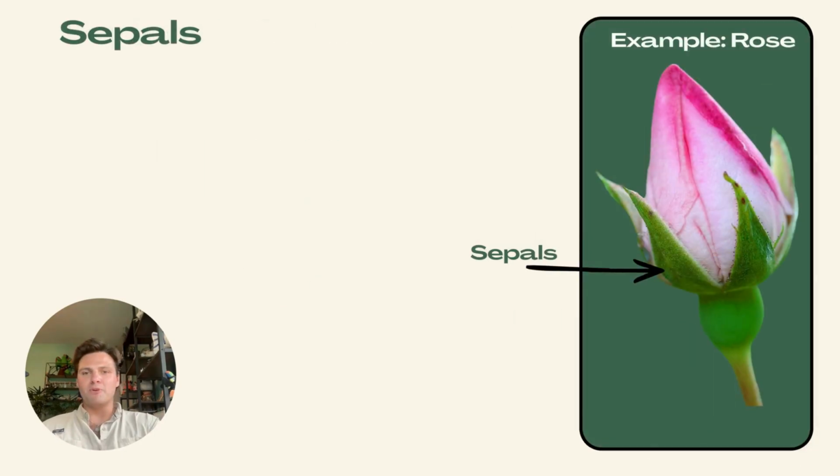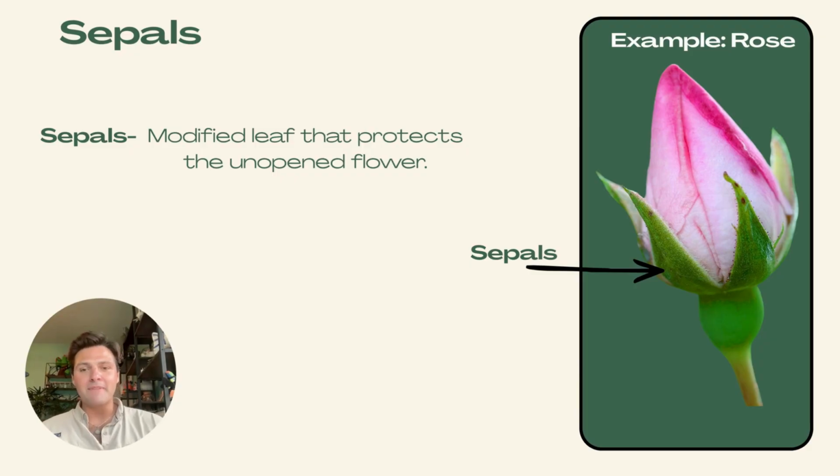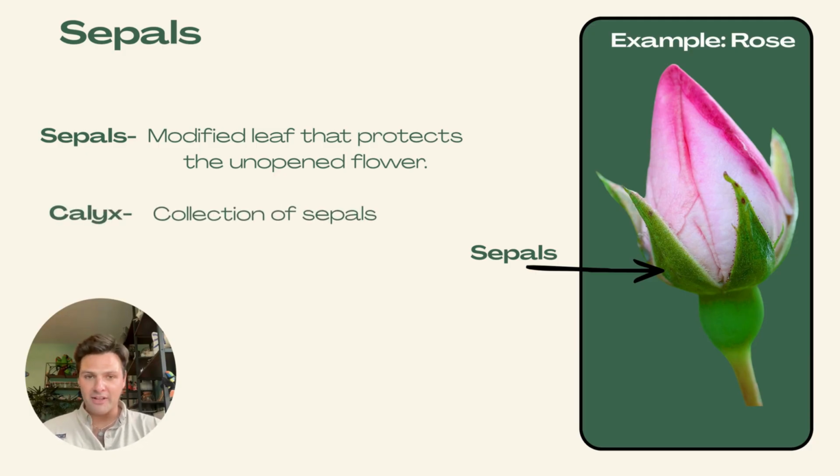Up next is sepals. A sepal is a modified leaf whose main purpose is to protect the unopened flower or bud. These are usually small and green, but sometimes can be indistinguishable from the petals themselves. A sepal is the singular leaf that protects them. A collection of sepals is known as the calyx.